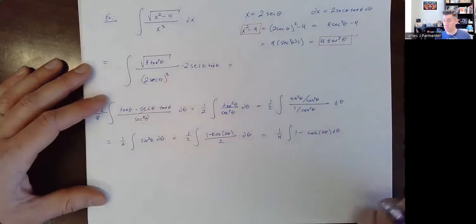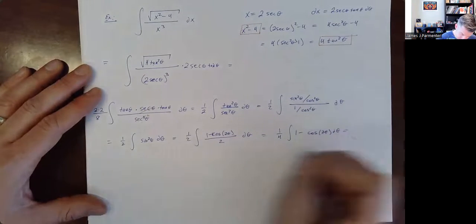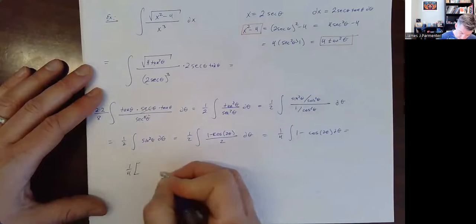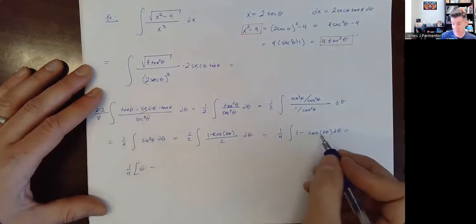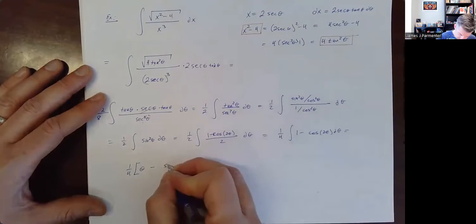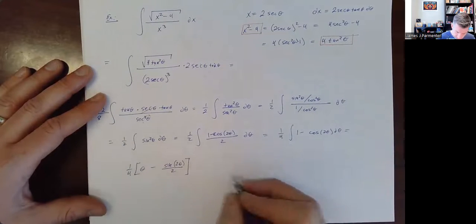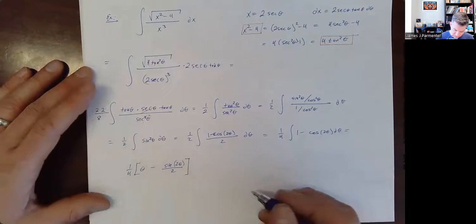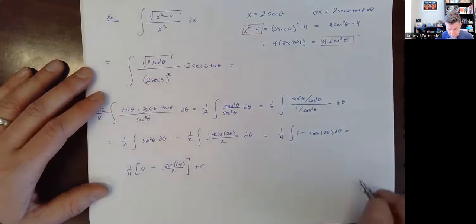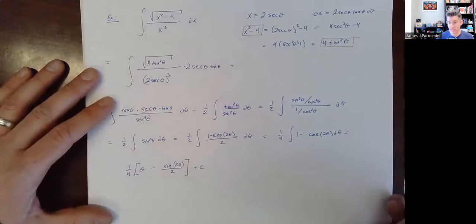Here we're going to have one of those mini u substitutions where I'm going to get 1/4. The integral of 1 is just theta, and the integral of cosine of 2 times theta is going to be sine of 2 times theta divided by 2. I don't know why I put brackets around that. And then we need to do the triangle thing.